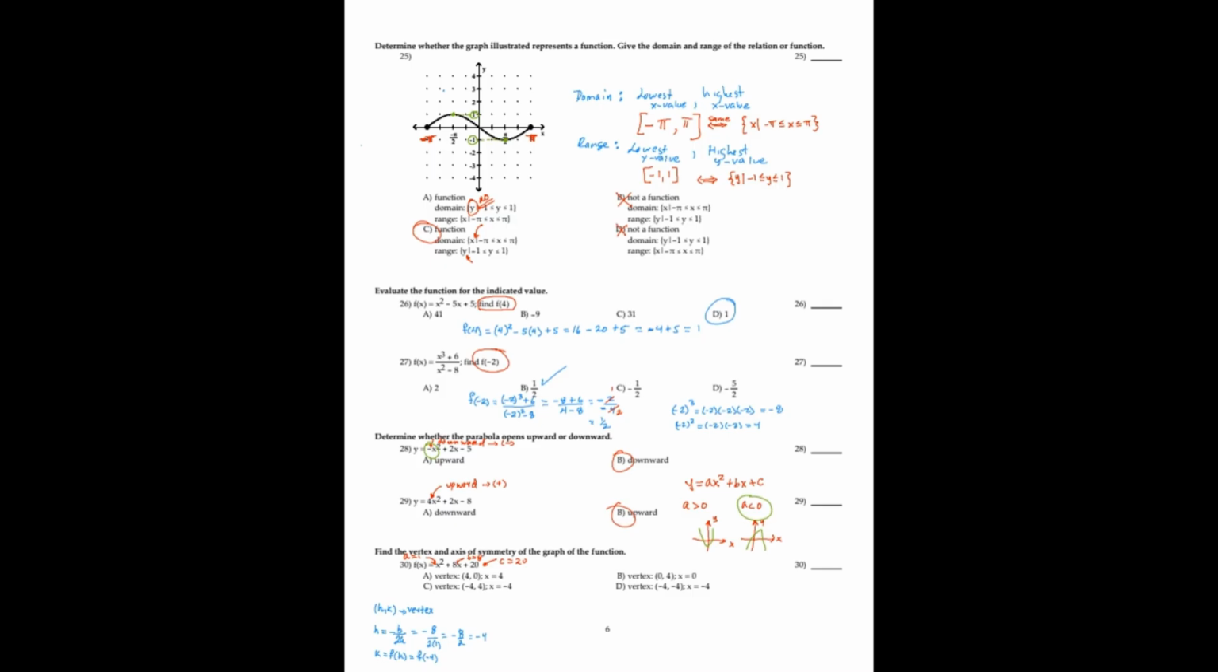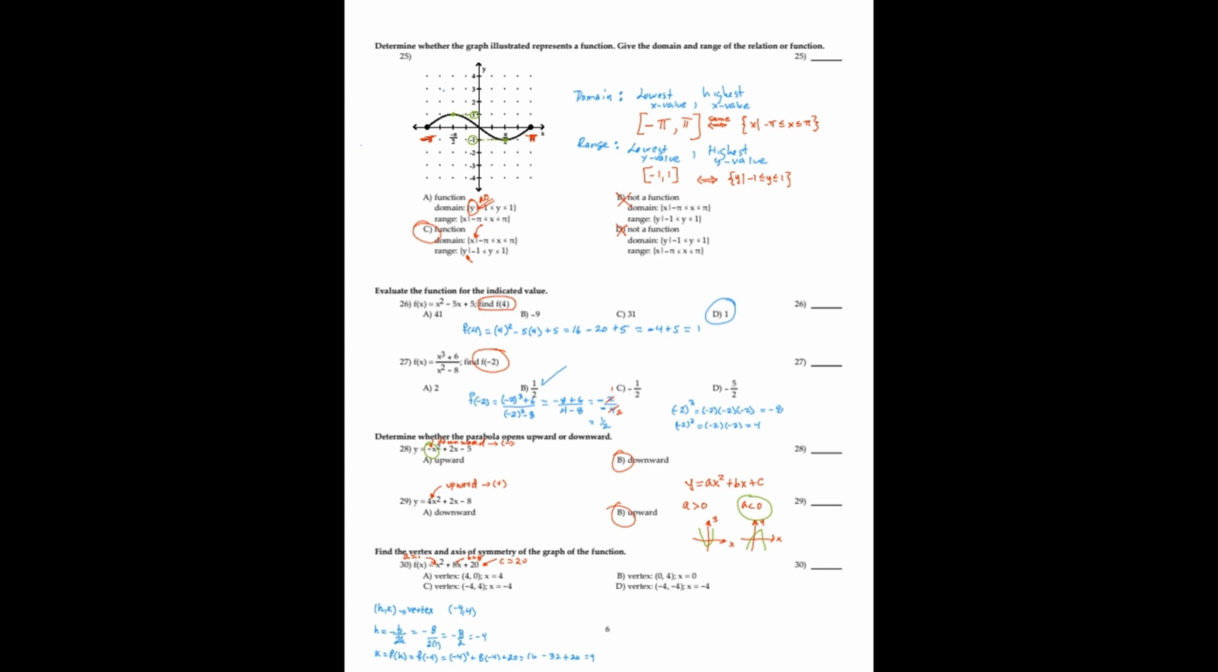So what are we doing? We evaluate the function at x equals negative 4. This is negative 4 squared plus 8 times negative 4 plus 20. Negative 4 squared is 16. 8 times negative 4 is negative 32, plus 20. 16 minus 32 is negative 16. Negative 16 plus 20 is positive 4. So that means your vertex is at negative 4, 4. There is the vertex.